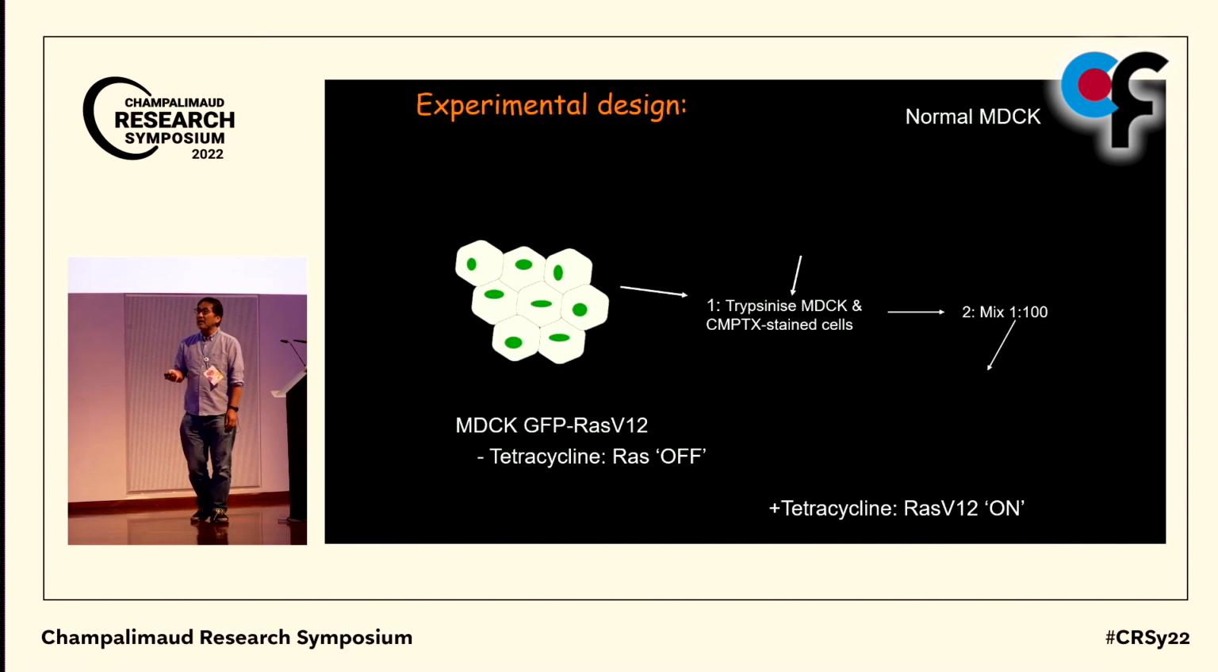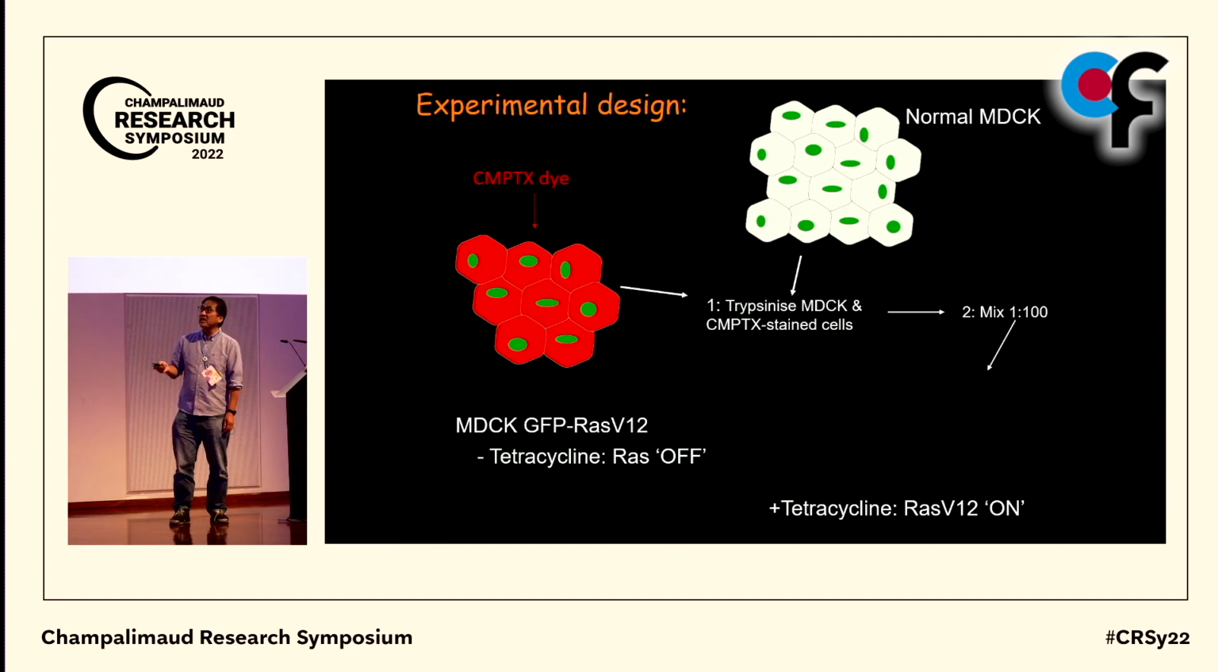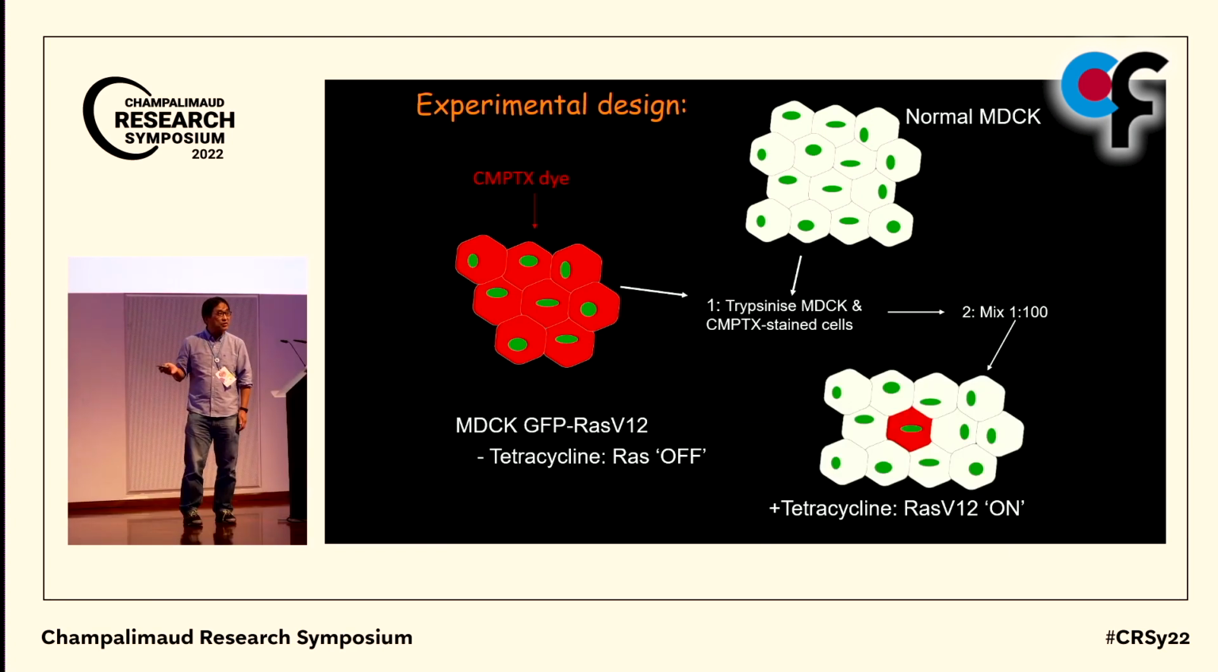First, RAS cells were cultured in the absence of tetracycline, so RAS expression is off. But to mark these cells, we use CMPTX dye. This is a plasma membrane permeable red fluorescent dye, and it stains them red. Then we mix them with normal MDCK cells at a ratio of 1 to 100. Then the mixture of cells was cultured on top of collagen gel until they form a monolayer of epithelial cell sheet. Then we add tetracycline.